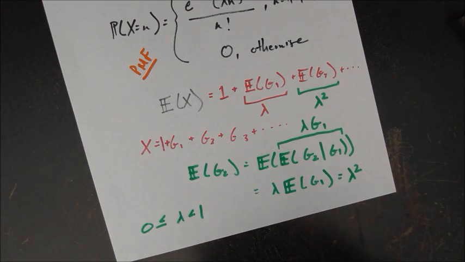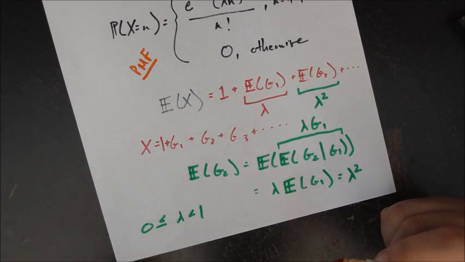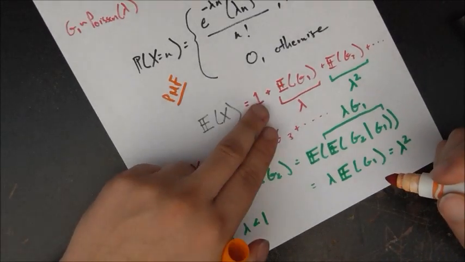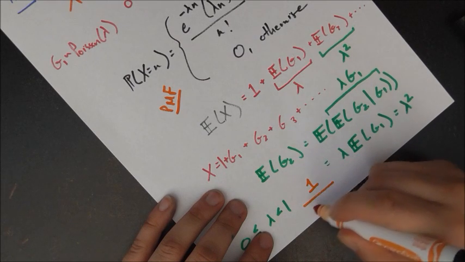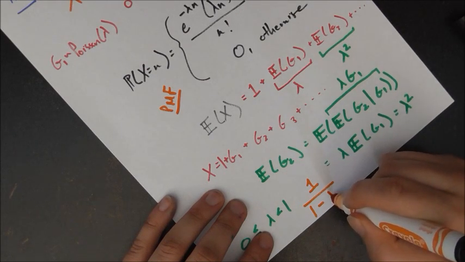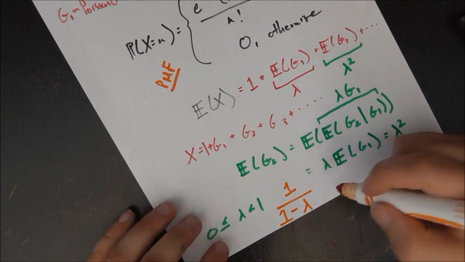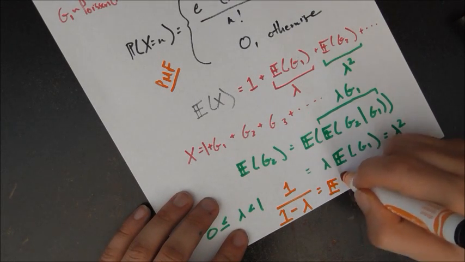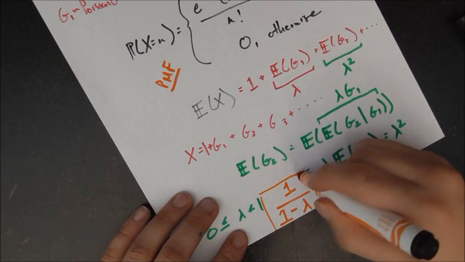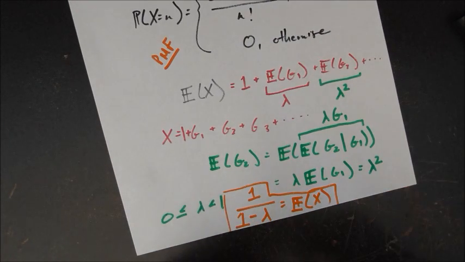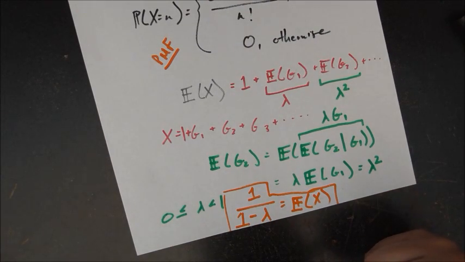So as long as we're in this range right here, we can go ahead and write the sum of the geometric series formula. Remember, the formula for the sum is the first term over 1 minus the common ratio. So the first term here is 1, over 1 minus the common ratio, which is lambda. Okay? So it's 1 over 1 minus lambda, and that is the expected value of x. So that's kind of an intuitive way of how to find it.